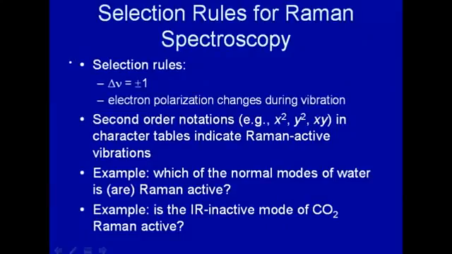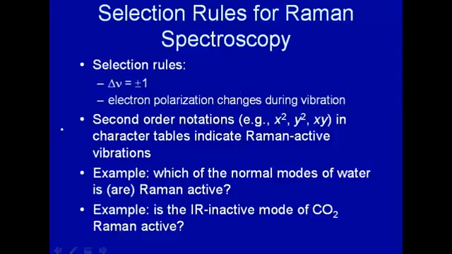Selection rules. Selection rules are exactly the same for Raman as they are for infrared absorption spectroscopy. The change in quantum number has to be plus or minus 1. And also a gross selection rule. Remember, for infrared spectroscopy, the vibrations had to give rise to an oscillating dipole moment. Well, for this, the corresponding gross selection rule is that electron polarization has to change during a vibration. So you have the ability to move the electrons around in the electric field, and the way the electrons move has to change when you have a vibration.